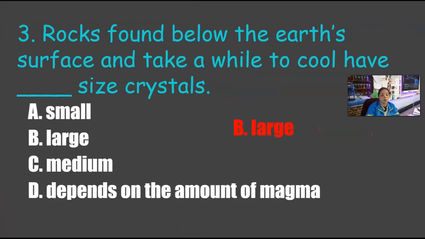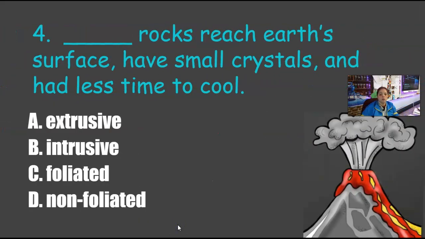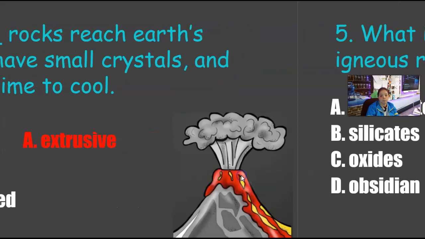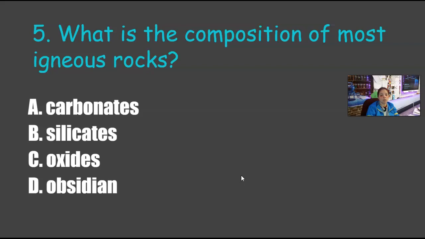Rocks found below Earth's surface have large crystals. That's this one. Large crystals formed beneath the Earth's surface. Rocks that reach the Earth's surface, they exit that volcano. That's the rocks formed from this stuff. This is extrusive. All right, what is the composition of most igneous rocks? Carbonates, silicates, oxides, or obsidian? This one is going to be the silicates.